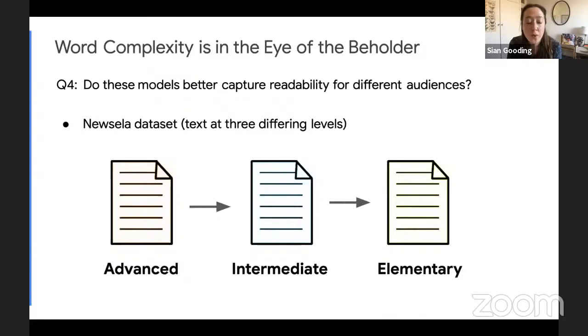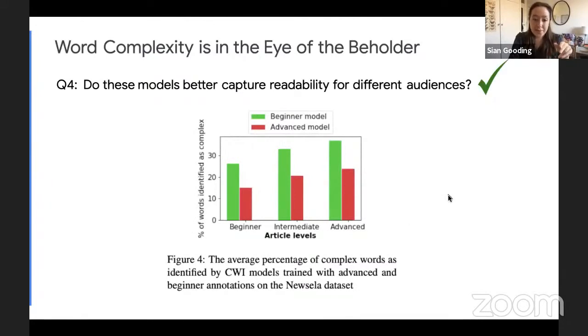What we wanted to look at was, if we take the complex word model trained with beginner annotations, and the complex word model trained with advanced annotations, how does that perform on these different levels of text? There are two things we see. The first thing is that for both models, they find more complex words in the more difficult versions of the text. That's good. It sanity checks that it is finding more complex words in things that have a higher level. The other thing we can see is that the beginner model consistently finds more words complex than the advanced model. Intuitively, this makes sense, because if you're a beginner, it's likely that you're going to find more of the words complicated. So this is quite a nice finding.